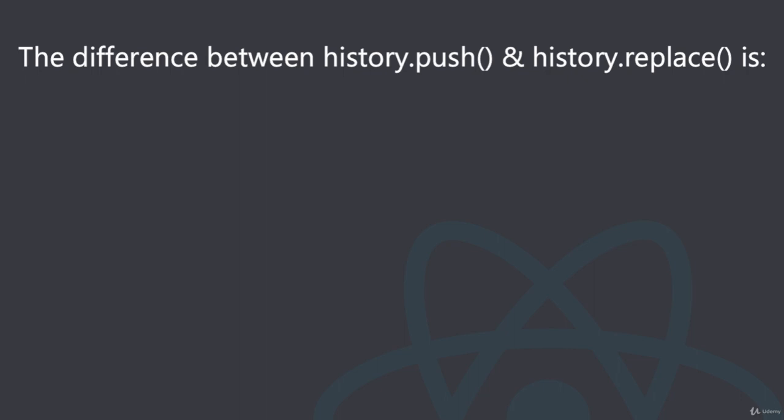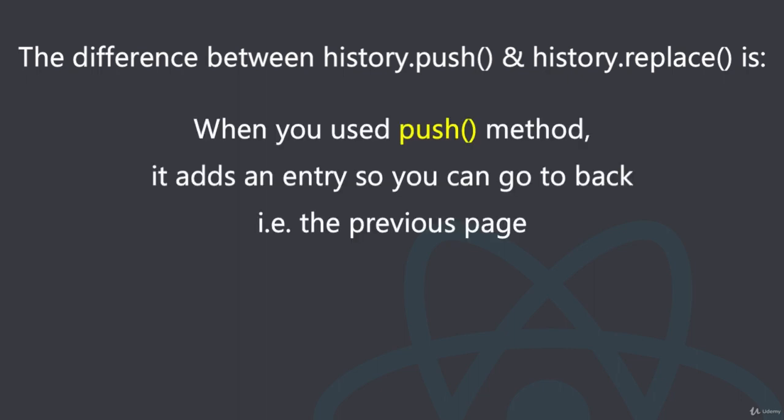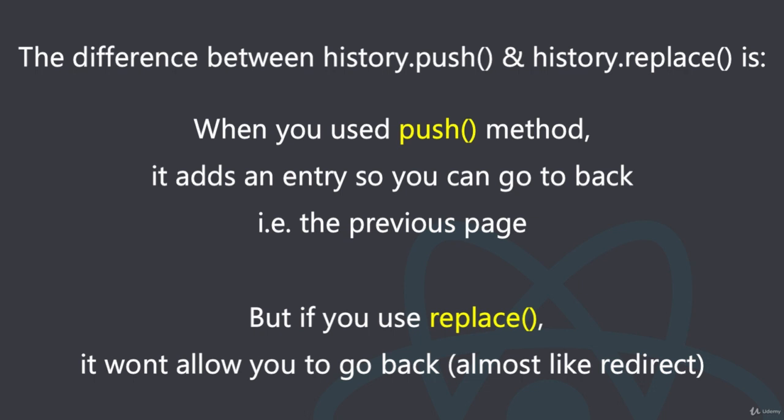So the difference between history push and history replace is when you use push method, it adds an entry so you can go back, that is the previous page. But if you use replace, it won't allow you to go back. It is almost like redirecting. Let's see it practically as well.